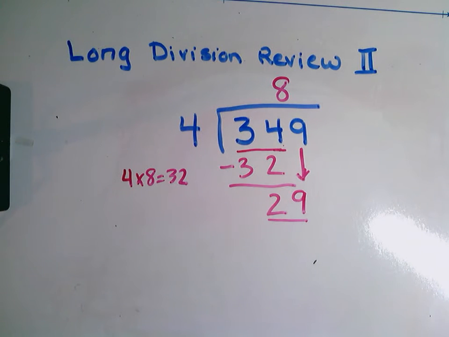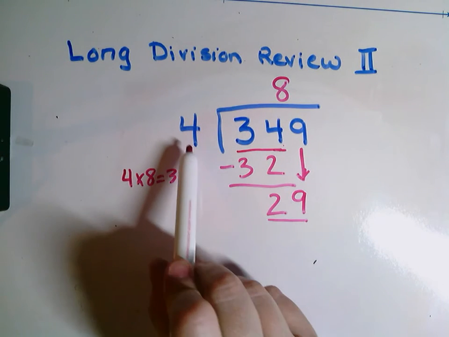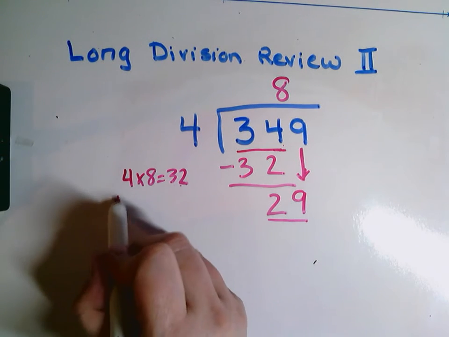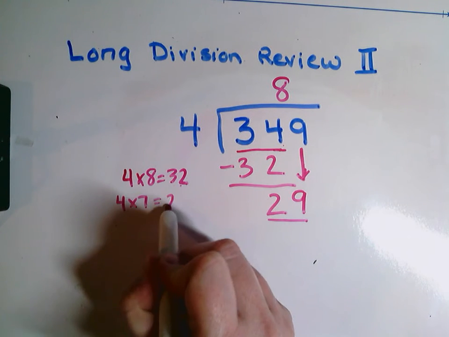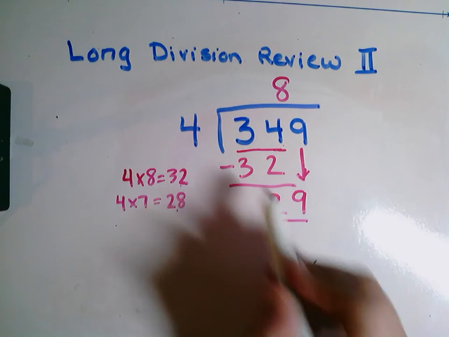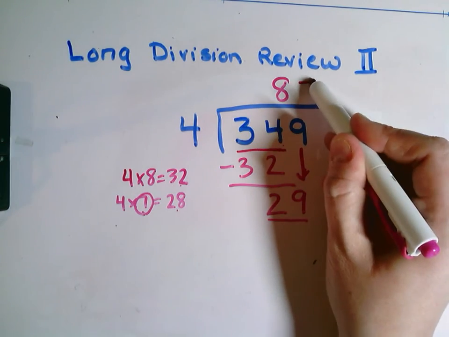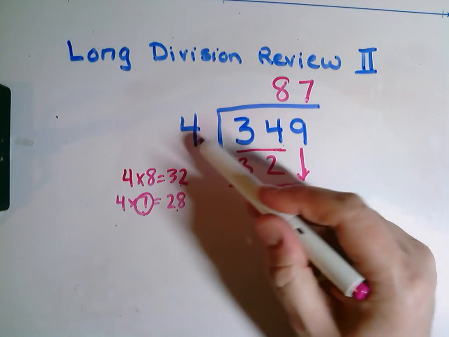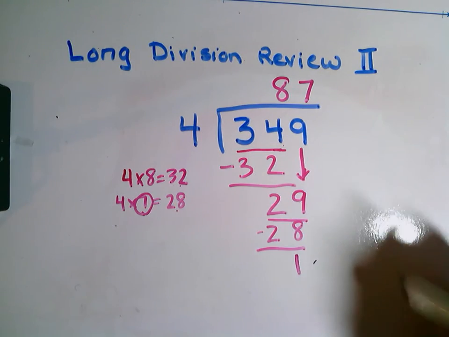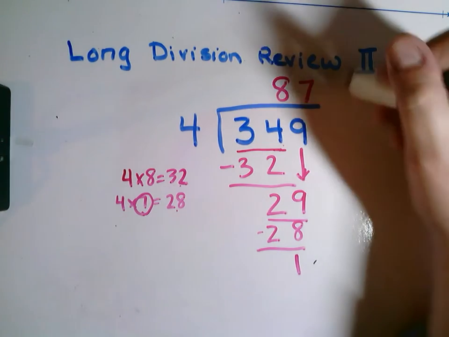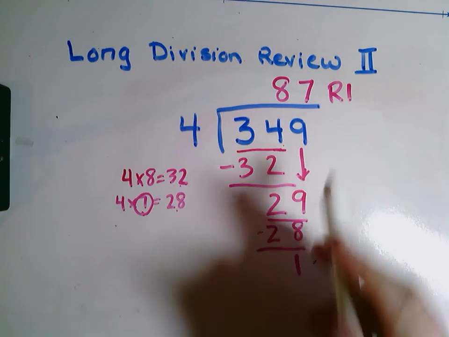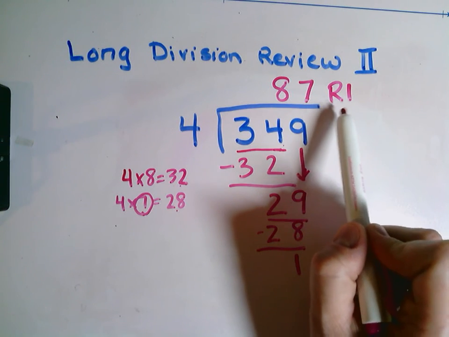Okay, I'm going to think, what times 4 is going to get me close to 29? Well, I know it can't be 8. 8 is too many. That's 32. So let's see, what's 4 times 7? 4 times 7 is 28. Okay, there we go. I can definitely take 28 away from 29. So 4 times 7. 7 is up here in my quotient. 7 times 4 is 28. And when I subtract, I have 1 left over. I don't have any other numbers to bring down, so I can write this as 87 remainder 1. I can make 87 equal groups, and I would have 1 piece left over.